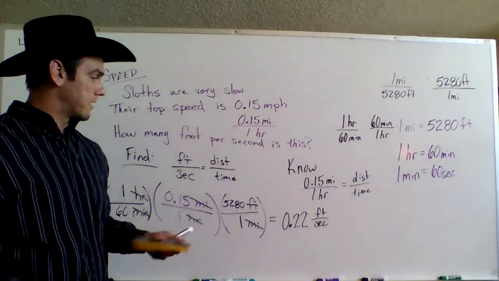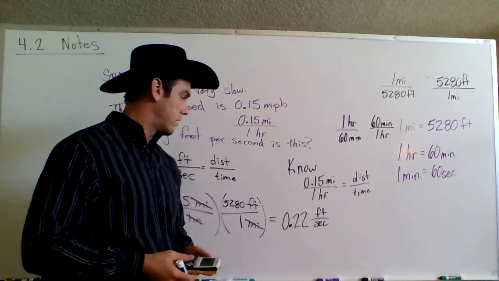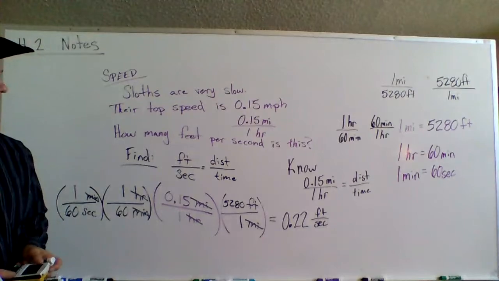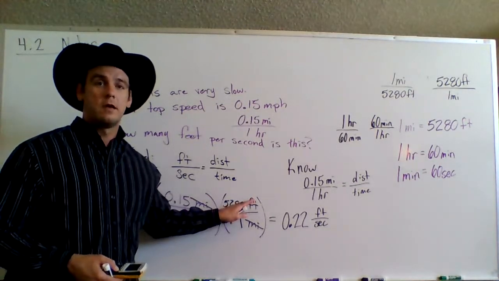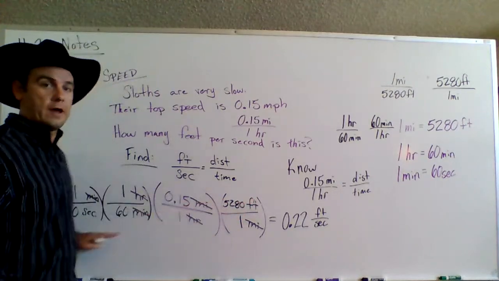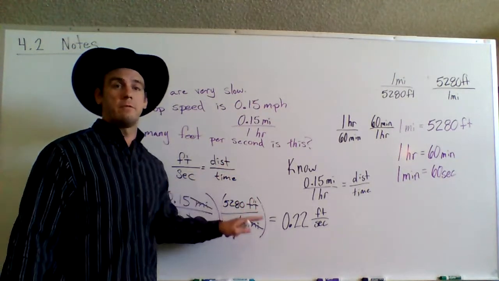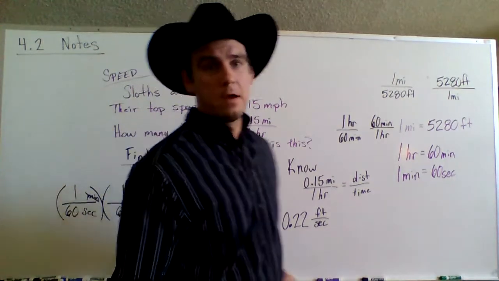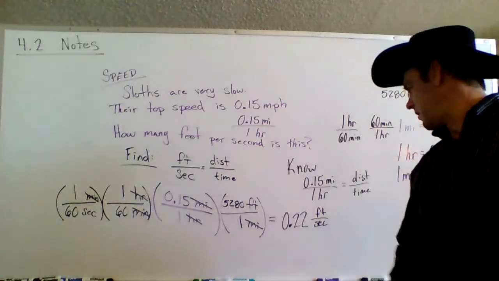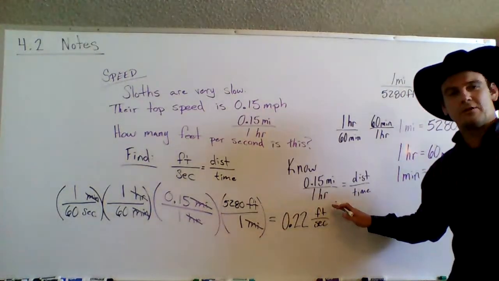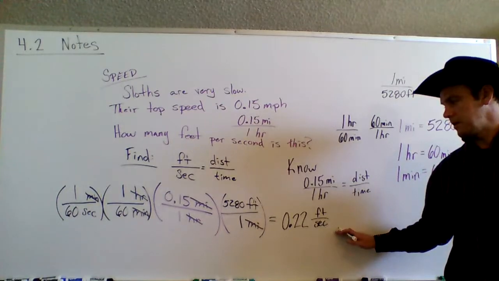All right, hopefully that makes sense to you guys. If you don't have a fancy calculator, like I said, multiply your entire top out, get your answer. Multiply the entire bottom out, get your answer, and then just do your top divided by your bottom. Okay, hopefully that works out. I'm just kind of curious here. That seems really slow. How many inches per second would that be?